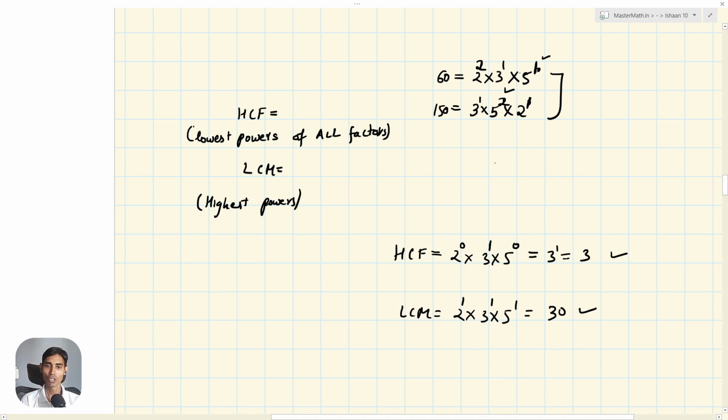Lowest powers of all the numbers. So 2's lowest power is 1, and 3's lowest power is 1, and 5's lowest power is also 1. So that happens to be 30. So you just check if HCF is 30 for these two or not. It is 30.